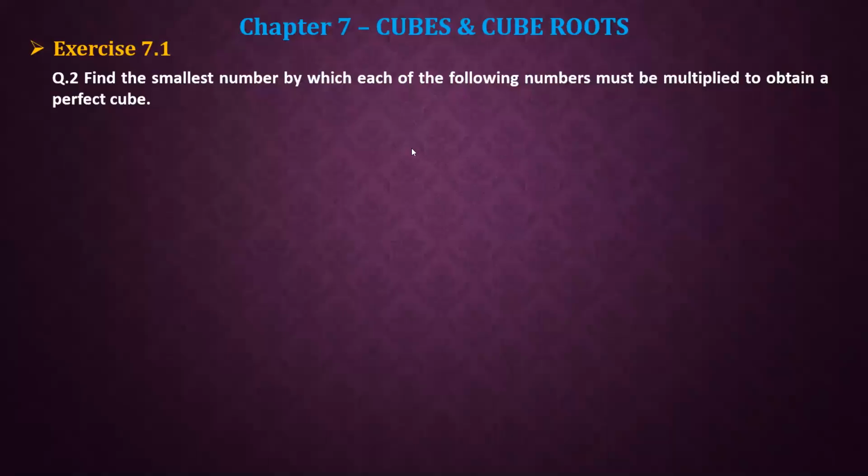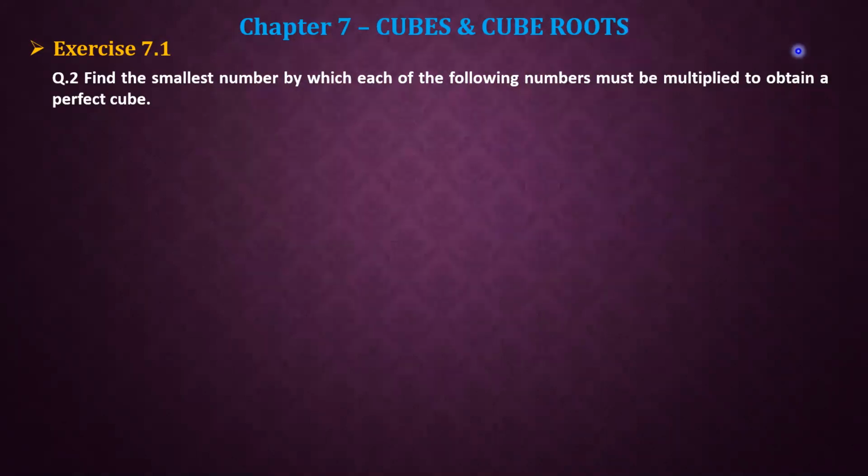So today we are going to start the next question from exercise 7.1. The second question we are going to consider from chapter 7, cubes and cube roots. Already we had discussed some properties. Again we had discussed question number 1, in which we determined whether the given number is a perfect cube or not. In the same way, now we have to solve the second question.